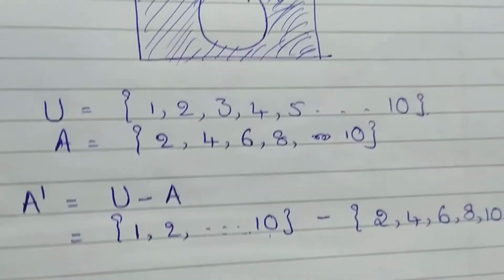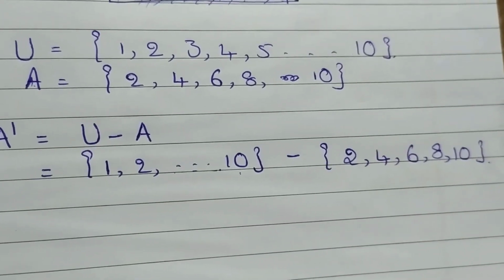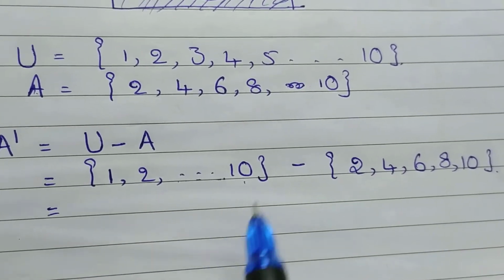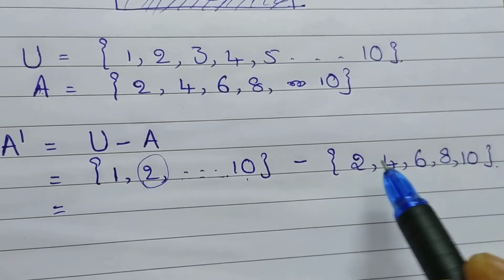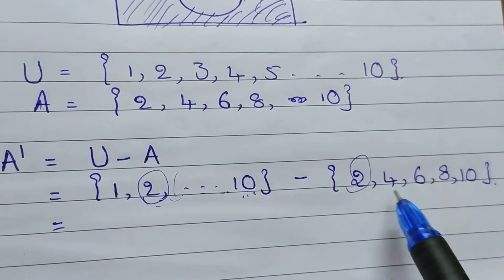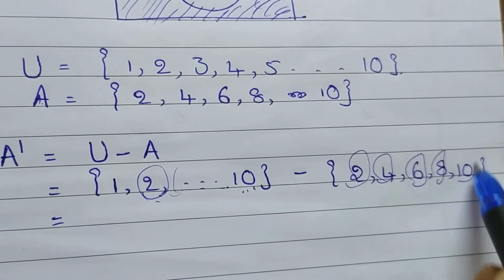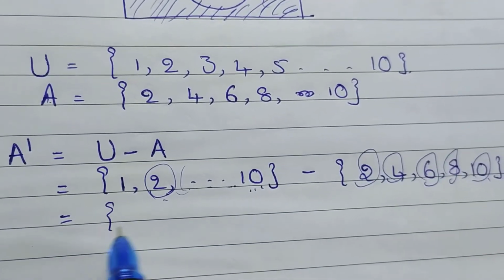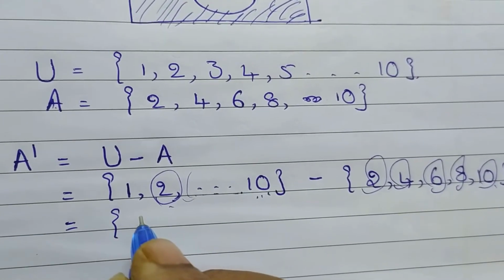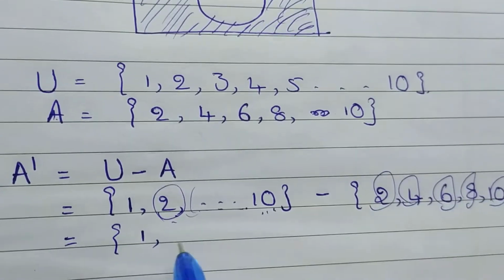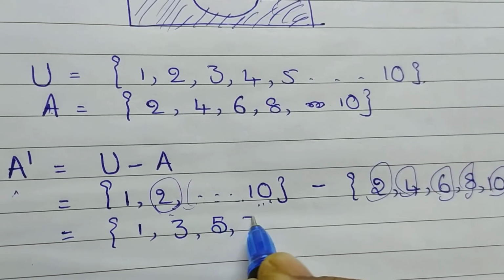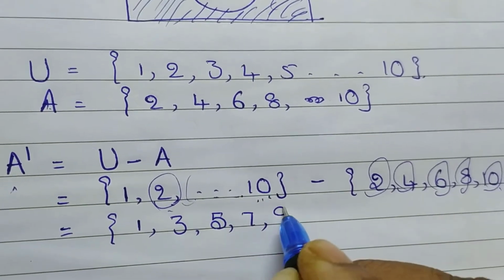How to find the difference between two sets, we studied in the last class. What we should do first is round off whatever common elements are there. 4 will also be there in between 2 to 10. So we will round off all these elements. The remaining elements, other than those present in set A, are the elements of A complement, that is 1, 3, 5, 7, 9.